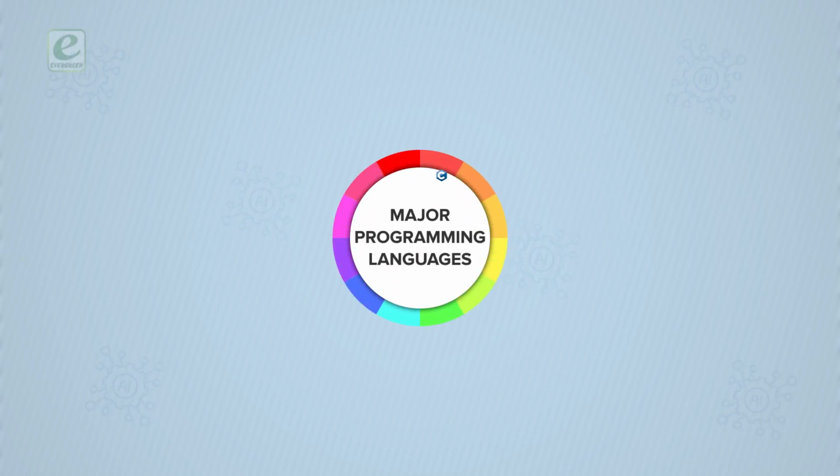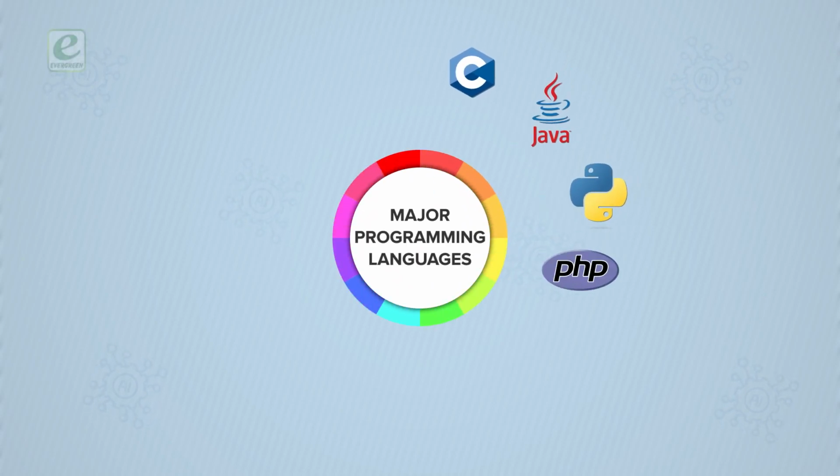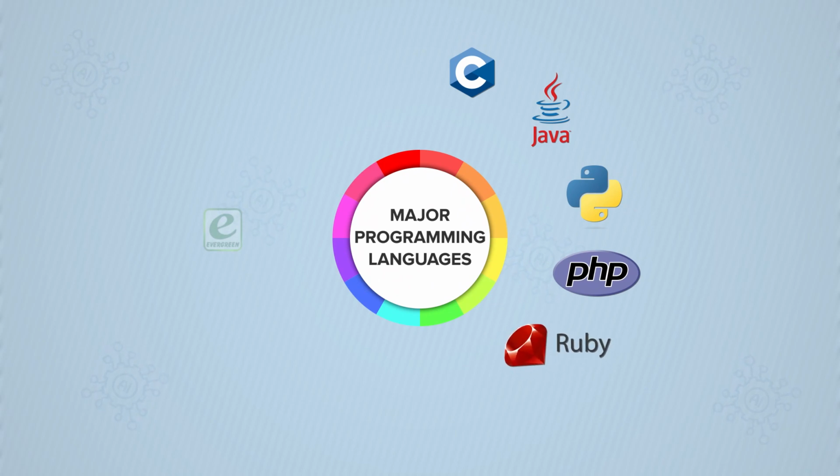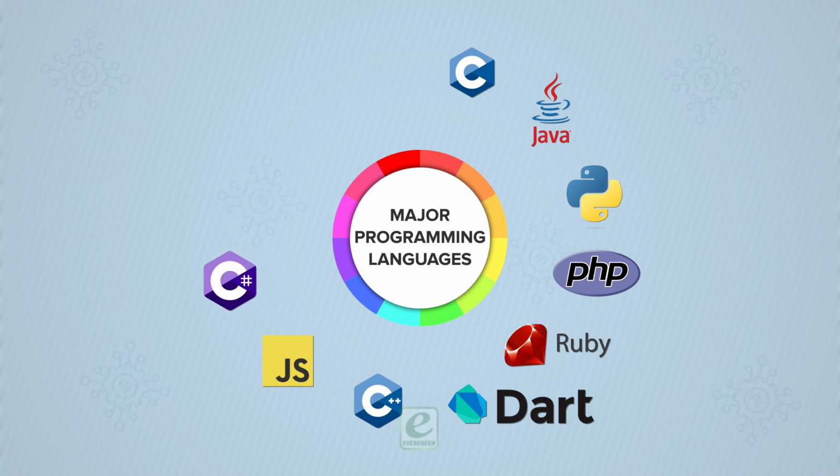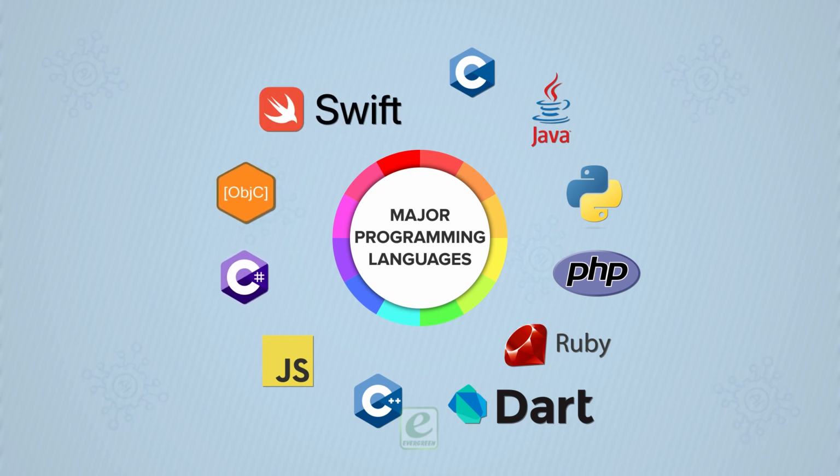Here is a list of major programming languages: C, Java, Python, PHP, Ruby on Rails, Dart, C++, JavaScript, C#, Objective-C, Swift, Go.